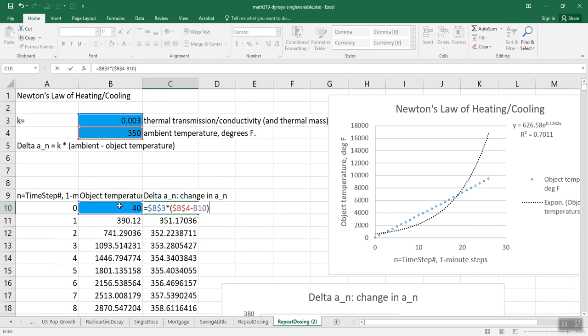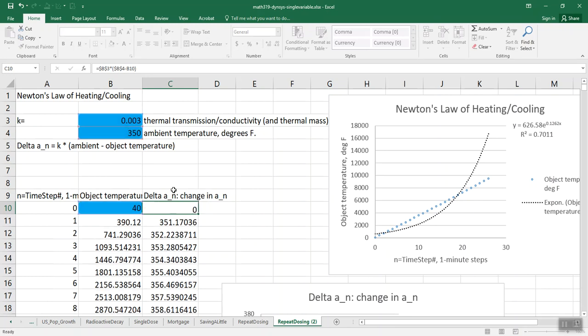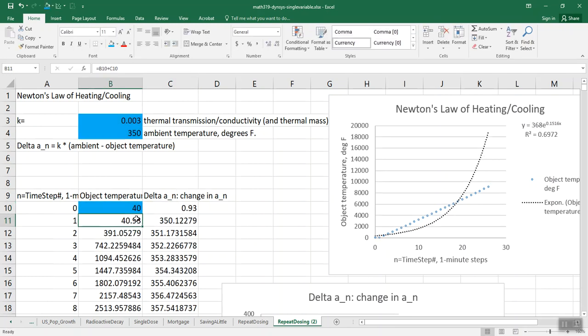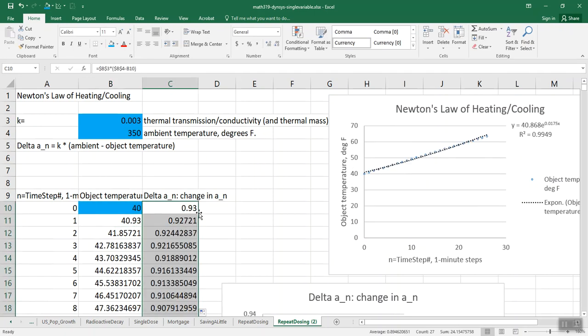If the object's currently at 40 degrees and the ambient temperature is 350, should the temperature go up or down at the next time step? It's probably going to warm up. So I hope this delta formula gives us a positive number, and it did. Now this formula can stay the same. My new temperature is my old temperature plus the change in temperature. So I don't need to fill down anything there, but this formula I need to fill down.